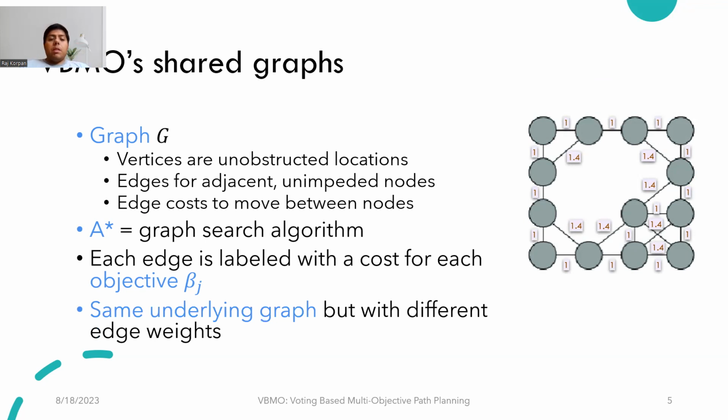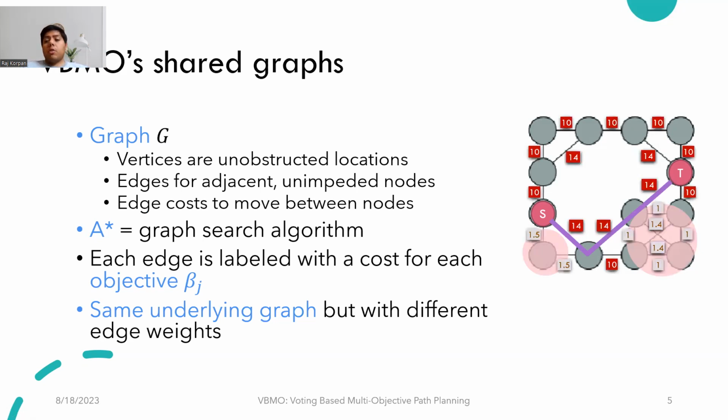And so what this means is, if we have another objective, the graph is still the same, right? The nodes, the vertices, the edges, only the edge weights differ. So here in this graph on the right side, you can see S is the start vertex, T is the target vertex. If our objective is to minimize distance, we could produce a plan like this, the purple colored line. If we have another objective, which is to maximize travel through these pink areas, perhaps areas that are highly safe to travel through, well, we could have a different set of edge costs and produce a different plan as a result.